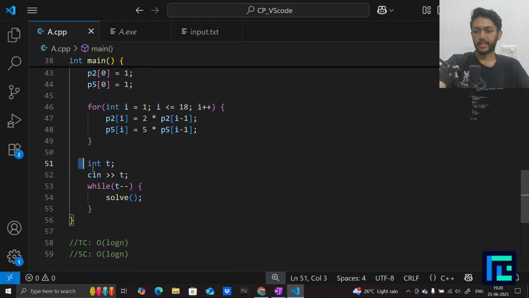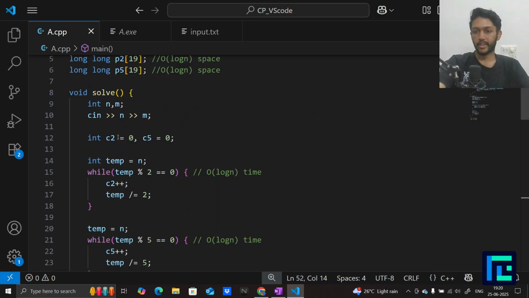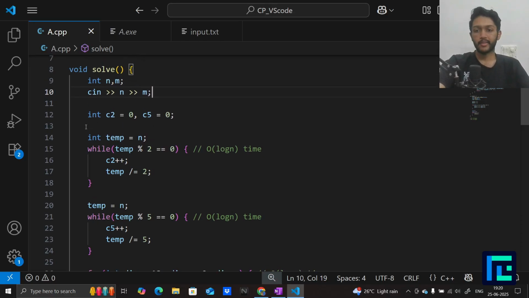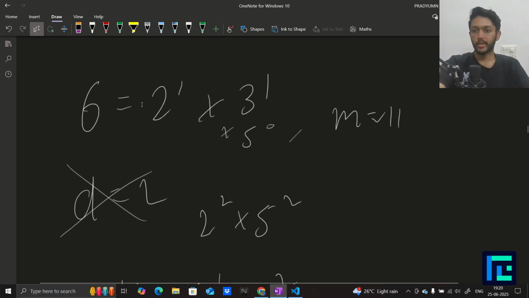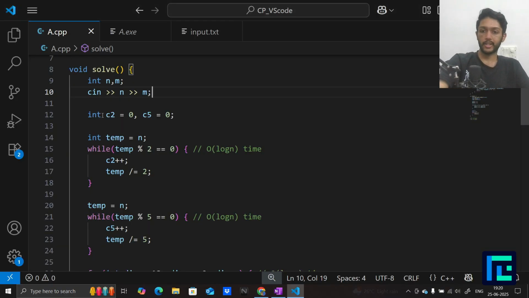And then we solve test cases, right? Int t, cin t, while t minus minus, solve. In my solve function, I have taken n, m, cin n, m. Now what I am doing is counting how many 2's and 5's my number already has. Like in this case, it has a single 2 and no 5's. So I'm just calculating that. C2 is how many 2's this n has, and C5 is how many 5's this n has.